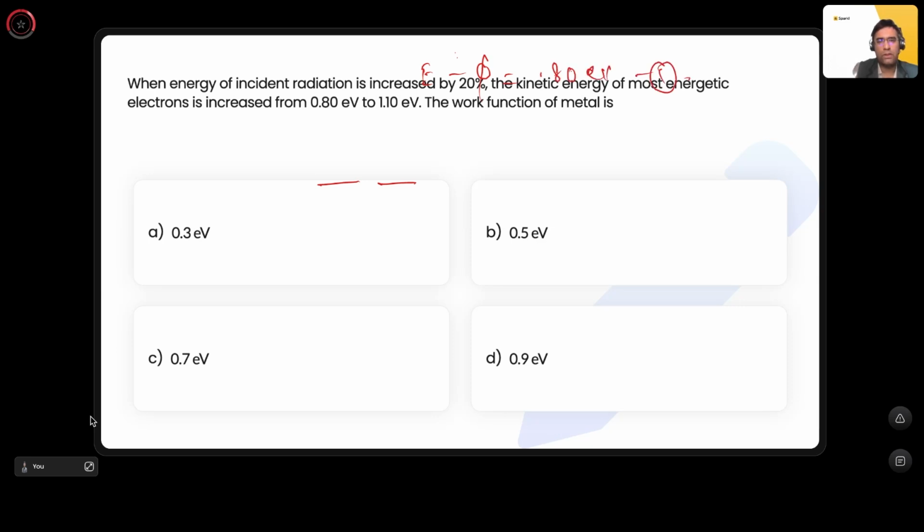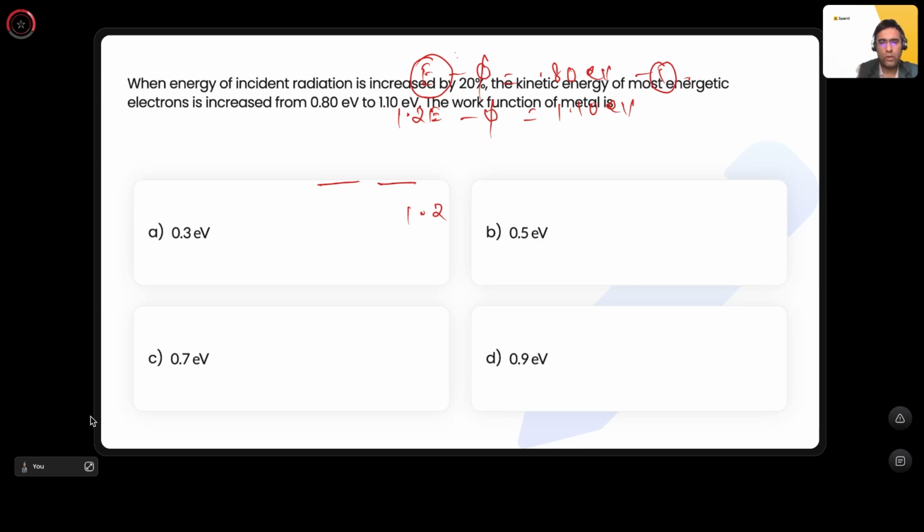This is my first equation. Now when energy is increased by 20%, so it will become 1.2 E minus 5, it becomes 1.10 electron volt. So from here, what we need to do is find the value of phi. So we'll have to eliminate E over here. So let's put the value of E.